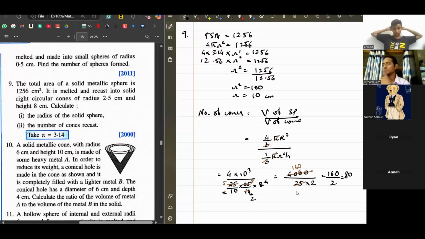Okay? All right. So you understand how this chapter is, right? I think we have done all types of questions from here. Questions without values, some questions with values, and then finding number of shapes, number of this thing.